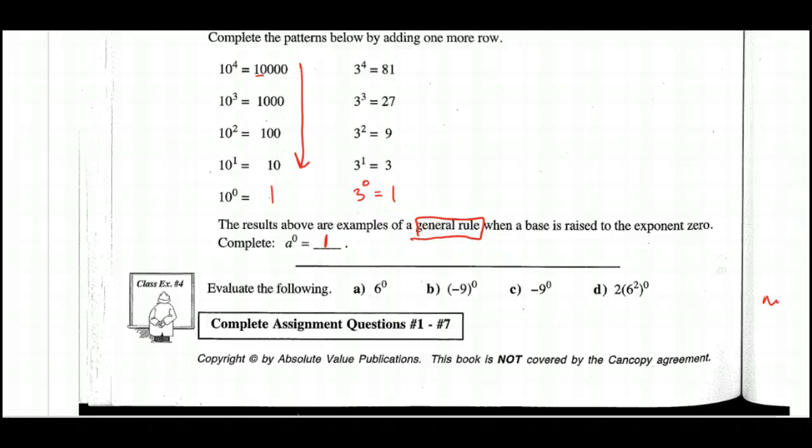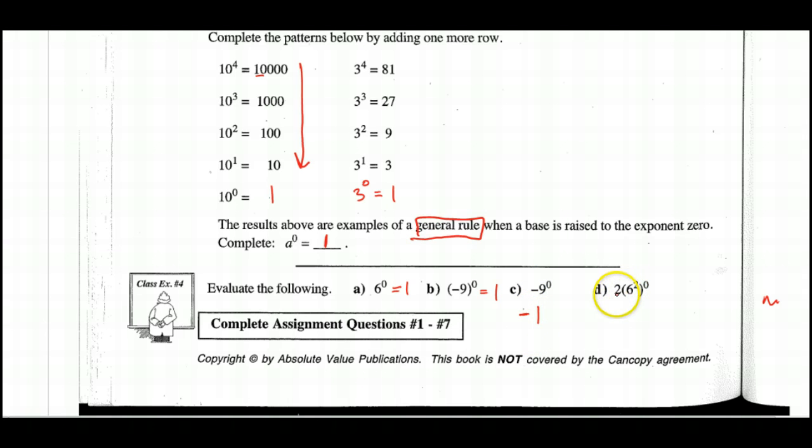Let's look at all these here. So evaluate the following: 0 to the power of 6 to the power of 0, that's 1. Negative 9, all in brackets, to the power of 0, is 1. Be careful here. The negative is not in the bracket, so it would be negative, and then 9 to the power of 0 is 1, so it would be negative 1.